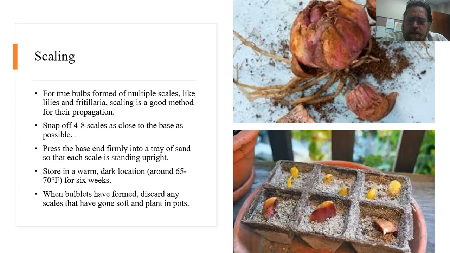And over a period of several weeks, or around 6 weeks, you'll see those small bulbs form, and you can discard any scales that have gone soft and get rid of them. Those bulblets can be planted out into pots. Again, they may send up some vegetative growth, but you're not likely to see them flower. You just want to allow them to build up some strength and some energy over the coming year.